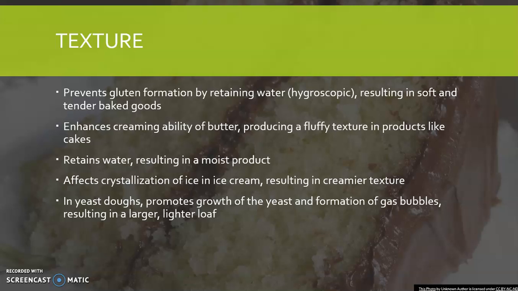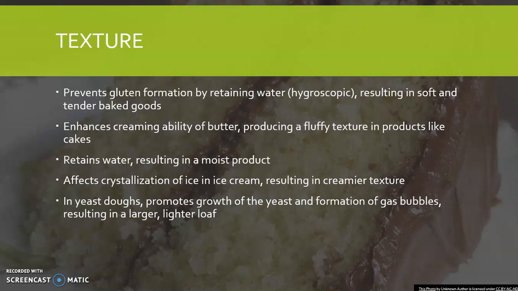The next thing that sugar does, once again, because it retains water, it holds in the moisture and prevents your cake or your baked good from drying out. So sugar results in a moist product. Another thing, not so related to baking, but it does affect the crystallization of ice in ice cream, and that results in a creamier texture.